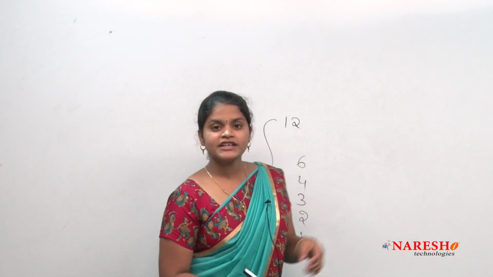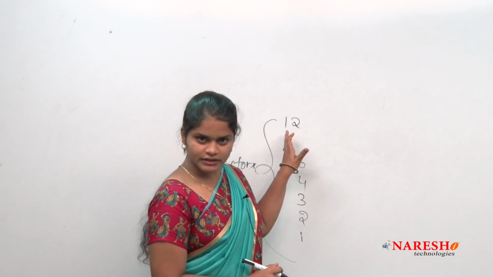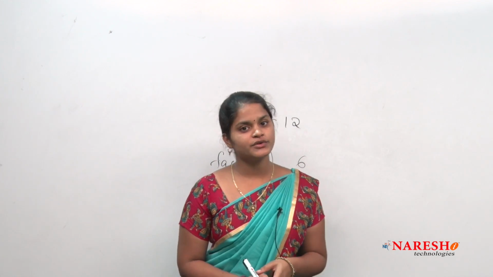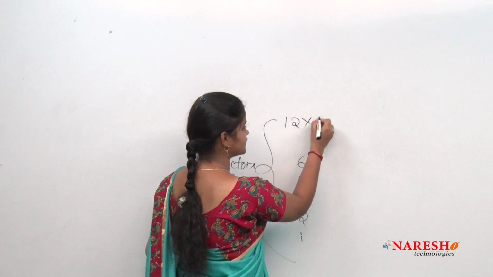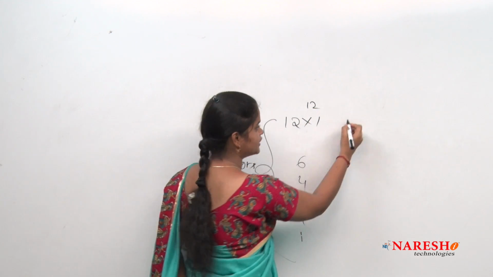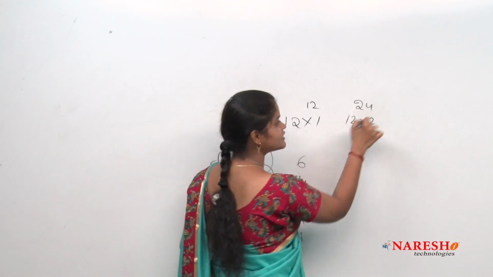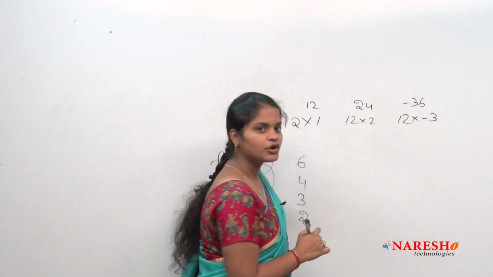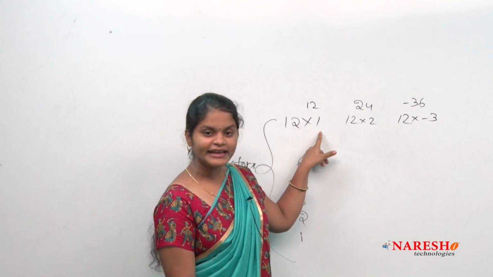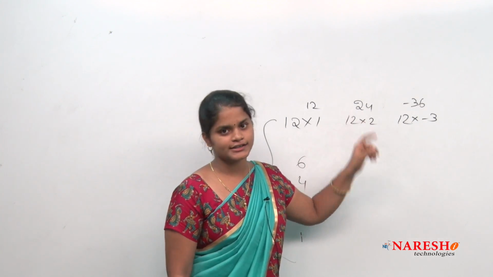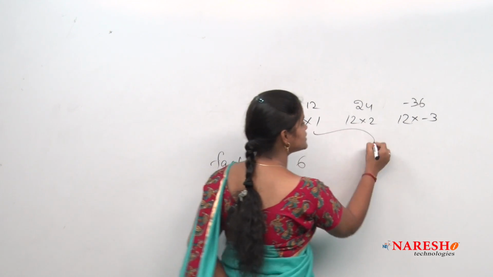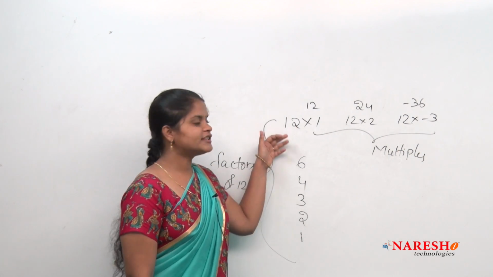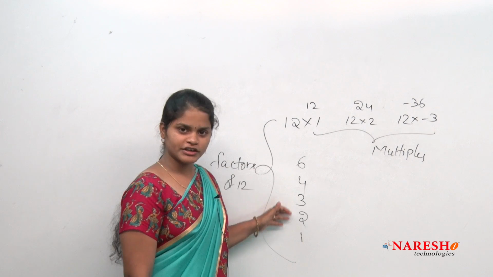Now what is a multiple? In a given number, if you multiply with any integer, the resultant will be your multiple. For example, 12 into 1, 12 is a multiple of 12. 12 into 2, 24 is a multiple of 12. 12 into 3, 36 is also a multiple of 12. So if I multiply any integer with 12, the resultant is called my multiple. So these are all called multiples, and these are called factors. This is 12, so I easily wrote the factors for 12.